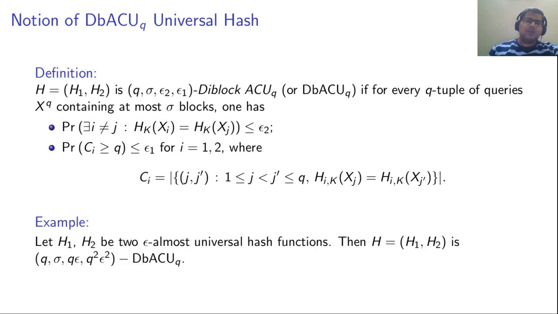A simple example for this hash function is a combination of two independently keyed hash functions H1 and H2. And what you can show is that if H1 and H2 are epsilon almost universal hash functions, then H is (Q, sigma Q epsilon, Q^2 epsilon^2) DBACUQ. This result is actually quite simple to observe, and this comes directly from Markov's inequality.